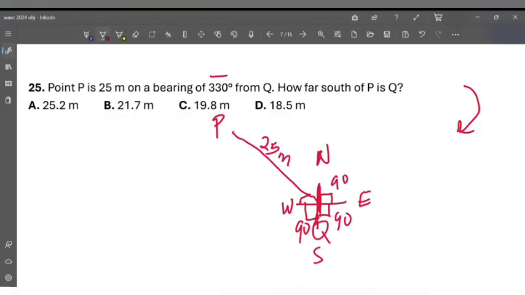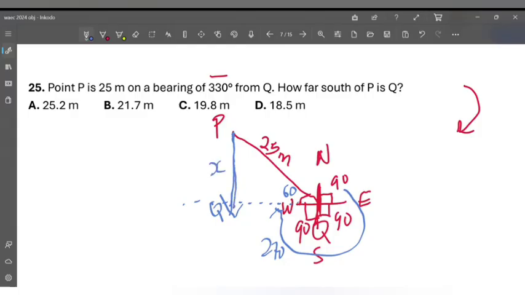So we know now that this angle here is 60 degrees, because we've moved 270 before, from here to here is 270, and the remaining is 60 degrees. Now the question says, how far south of P is Q? We know southward, they're asking how far south, downwards, I have to go to see the distance between me and point Q. So they're asking, what is the distance in a southwards direction between P and Q?